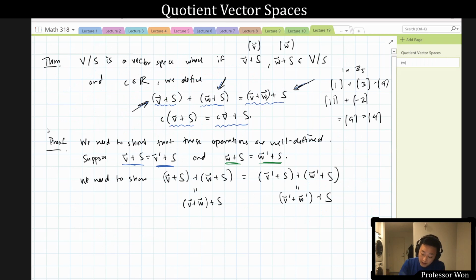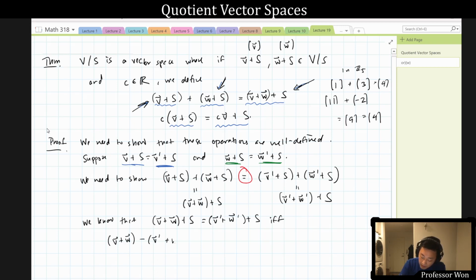So what I'm trying to say is this is the one that we need to show, right? I don't know this equality yet. That's the one I need to show. What I do know is the two equalities I do have, because that's a definition of addition. Okay, well, we know that this plane equals this plane if and only if the difference is in S. That's by the lemma.